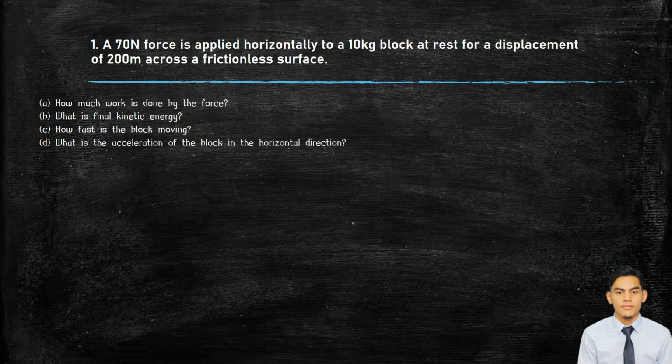Okay, so for the first question, how much work is done by the force? Before that, we look at the question. We must take out the information given. And we see here that the information given is 70 Newton force, 10 kg block, rest, displacement of 200 meter, and frictionless surface.